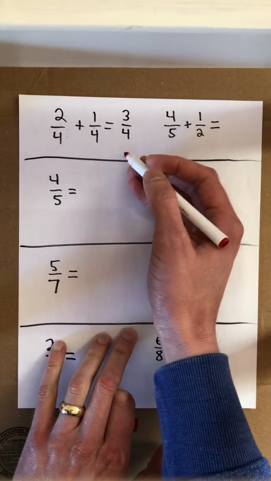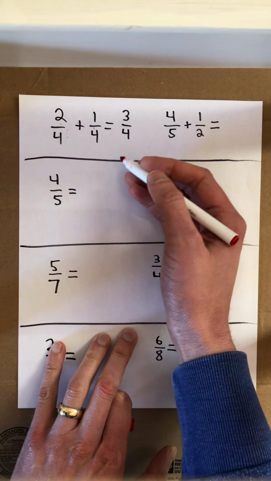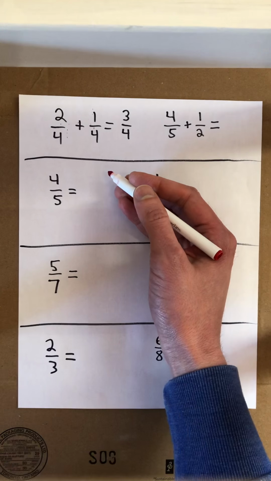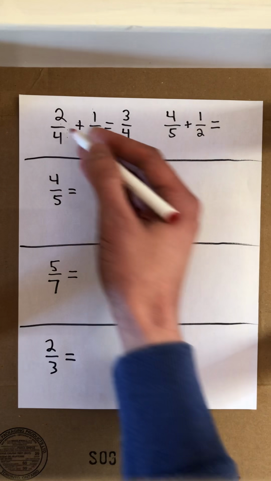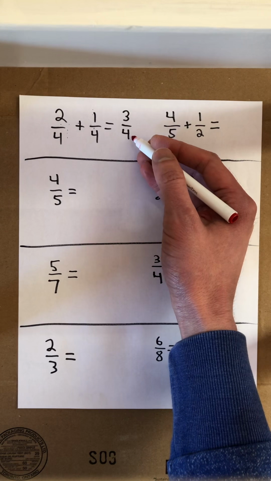You'll notice at the top of the page here, I've got the kind of fraction work that we've been doing so far. Notice how the two fractions already have the same denominator. Because the denominator is the same, we can just add the top of the fraction. So 2/4 plus 1/4 equals 3/4.